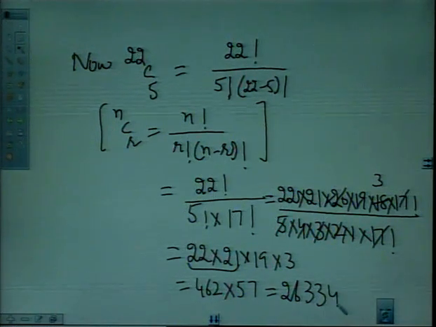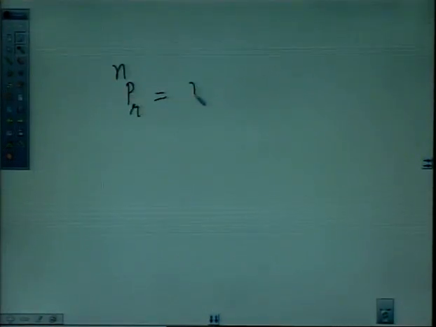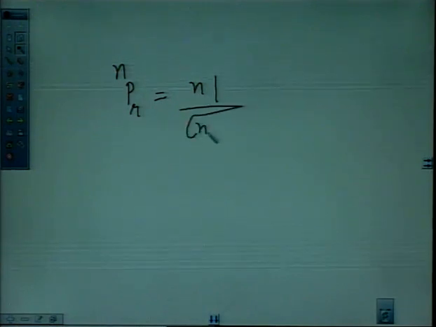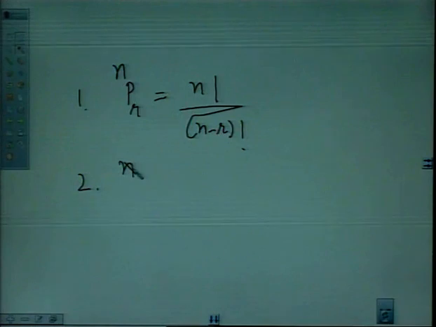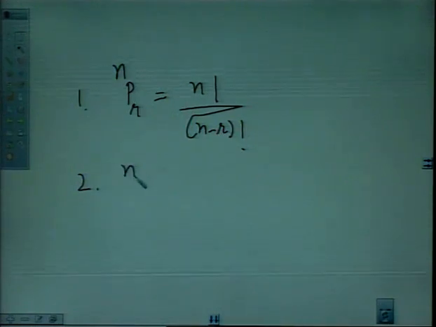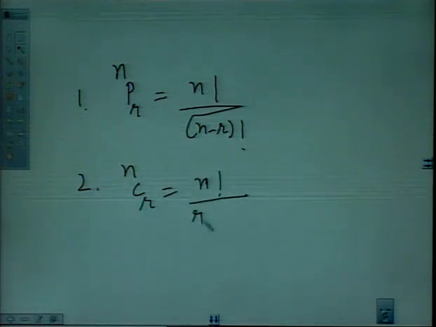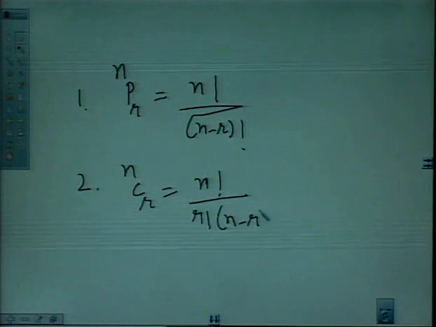This was all about the combinations. Now, let us quickly recall what we have done today. The two results we must remember. The first is of permutations, nPr, which means n factorial over n minus r factorial. And the second result that we must remember is nCr, which is equal to n factorial over r factorial into n minus r factorial. That was all about the topic of permutations and combinations. Thank you.